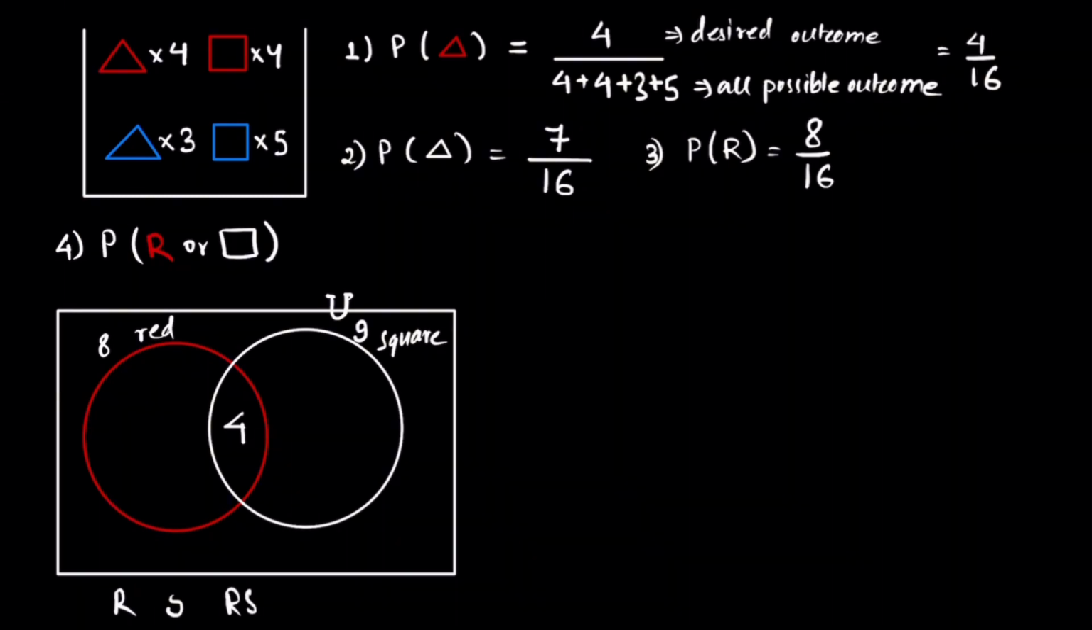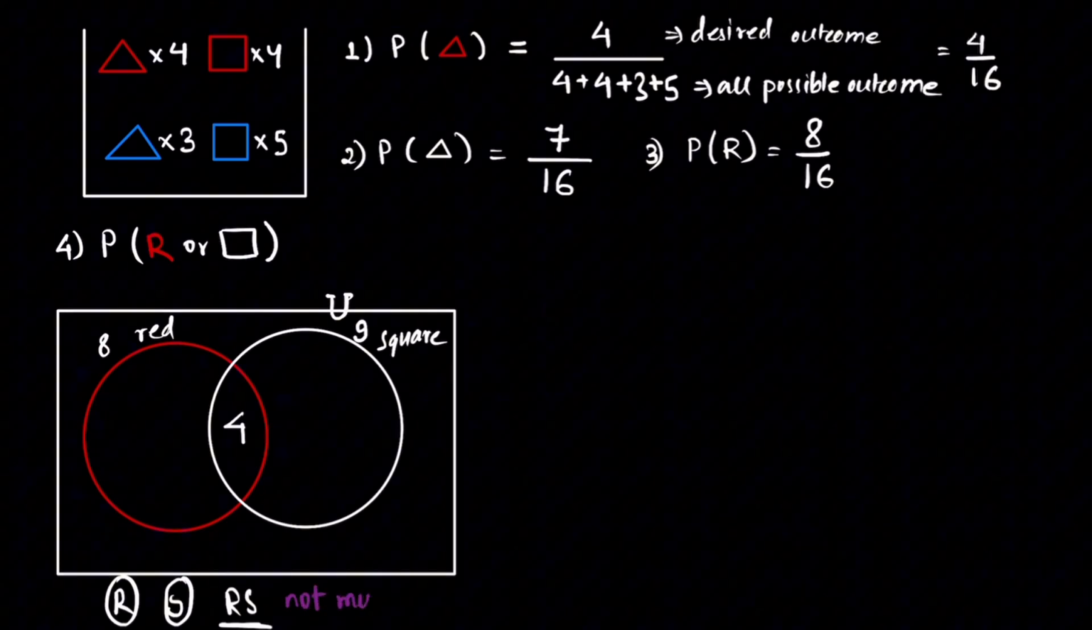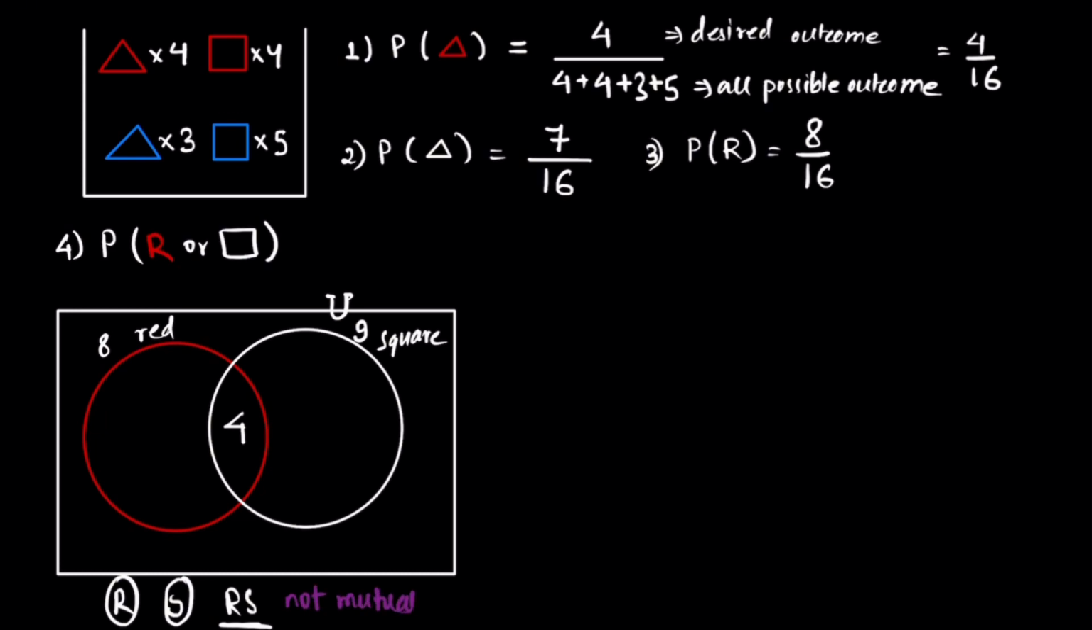That is, two different events occurring at the same time. And this is what we call not mutually exclusive events. In mutually exclusive events, you had events that never occurred at the same time. Here, since you have two different events occurring at the same time, they are not mutually exclusive. Okay, so that's one concept.